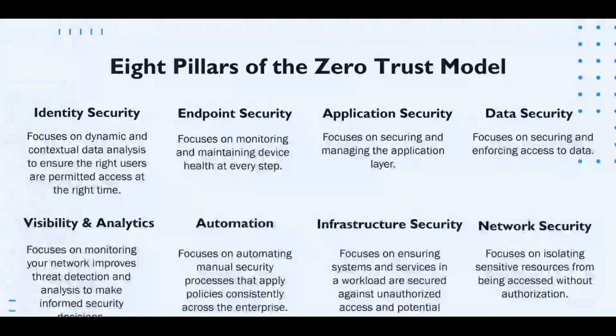Visibility and analytics, automation. So these two parts in the 8 pillars are more about efficiency, reporting, auditing, compliance, and being able to iterate on your business, the organization. So we focus on monitoring your network and other assets, improve threat detection and analysis to make informed security decisions quicker. And also focus on automating some of the more traditionally manual security processes that apply policies consistently across the enterprise.